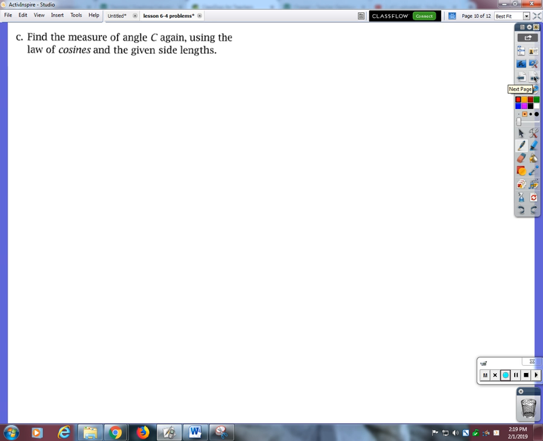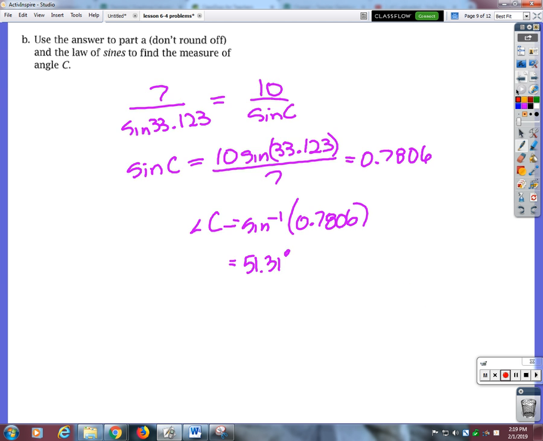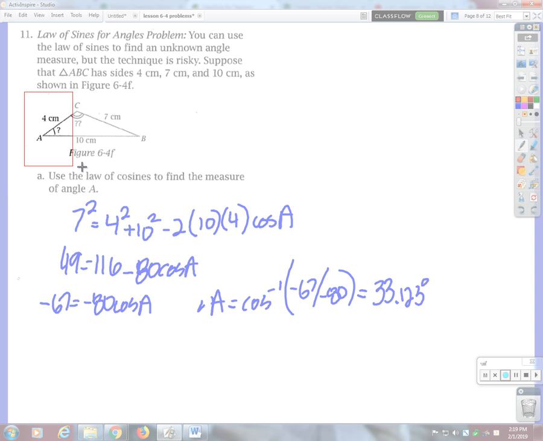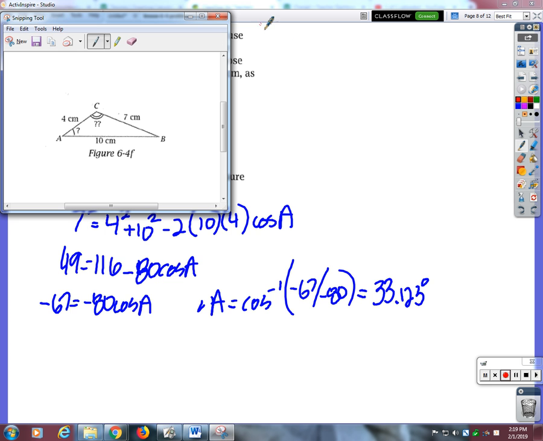Okay, find the measure of angle C again using the law of cosines and the given side lengths. Alrighty then. Bless you, my child.